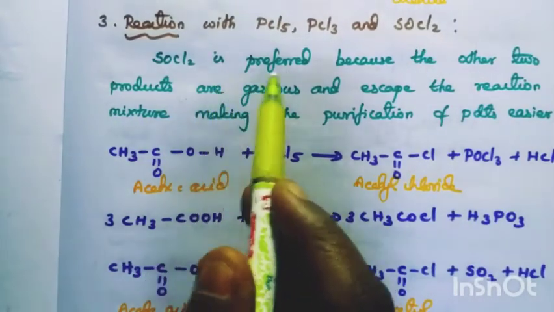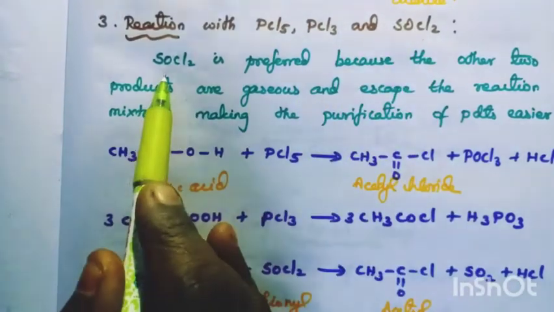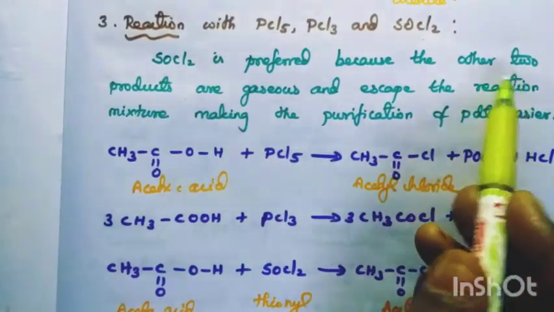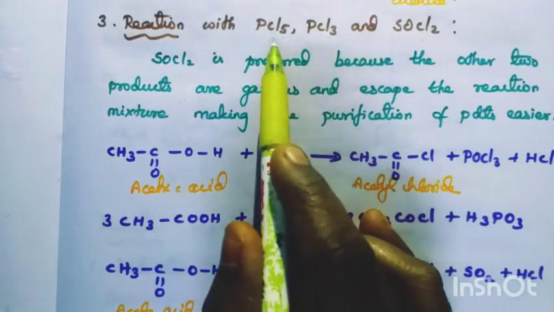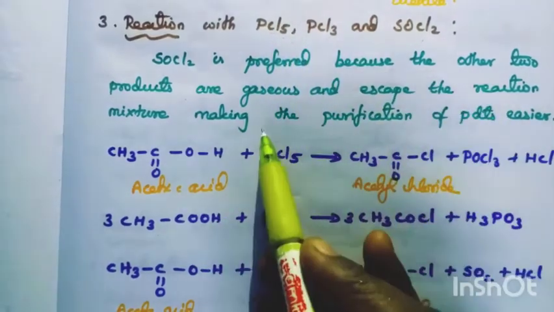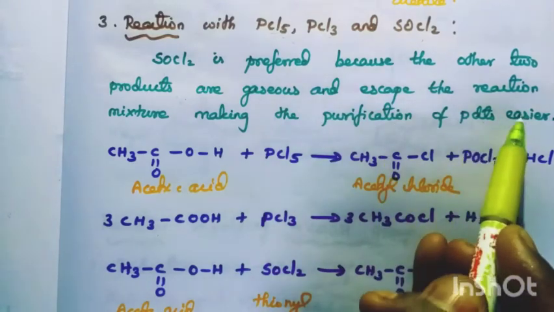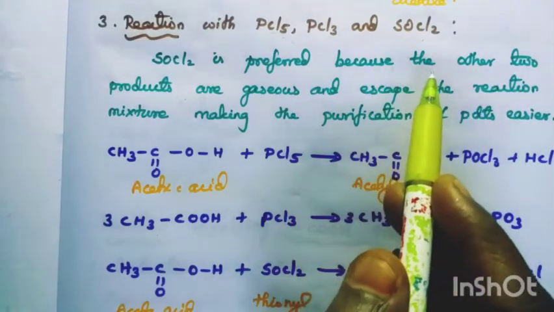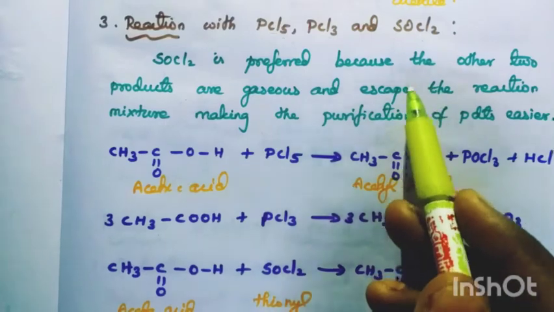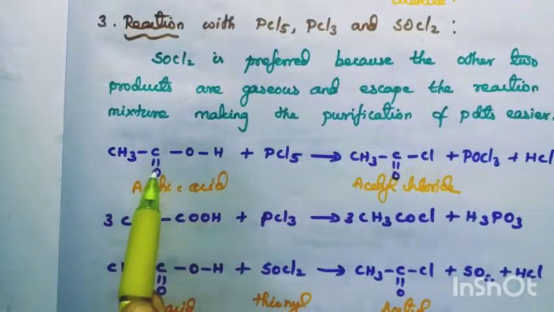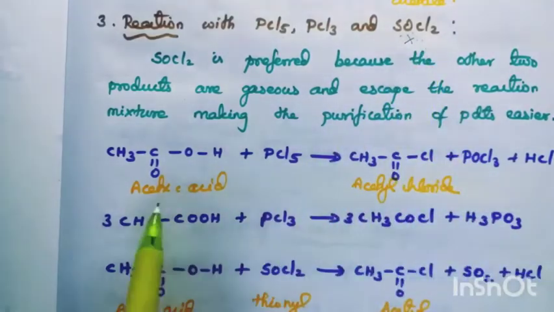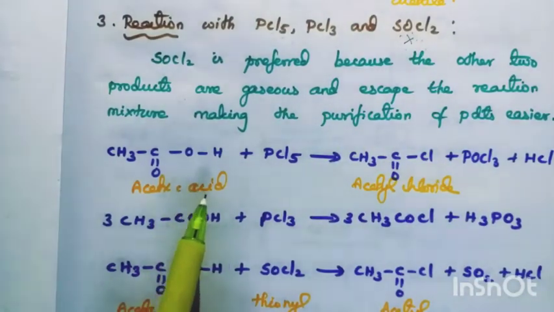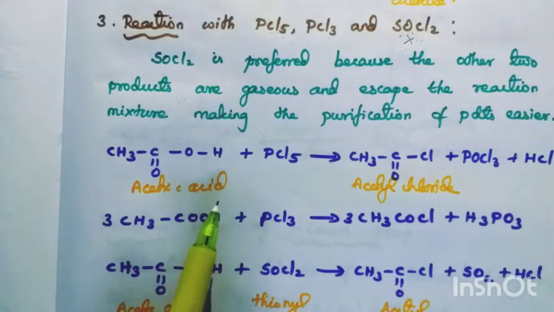Now the reaction with PCl5, PCl3 and thionyl chloride. This is halogenation. Thionyl chloride is preferred among these three because the other products are gaseous and escape from the reaction mixture, making purification of the product easier. So we can use thionyl chloride as the standard one. Let's see the reaction with PCl5, PCl3 and thionyl chloride.